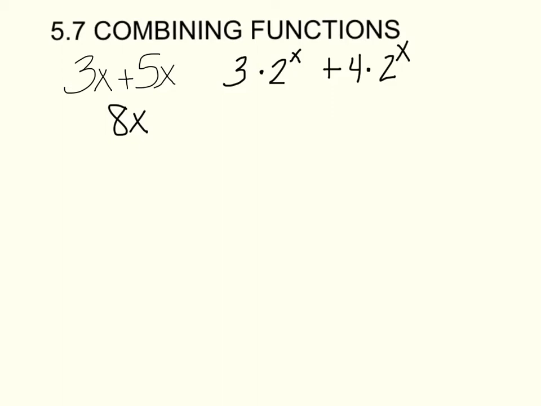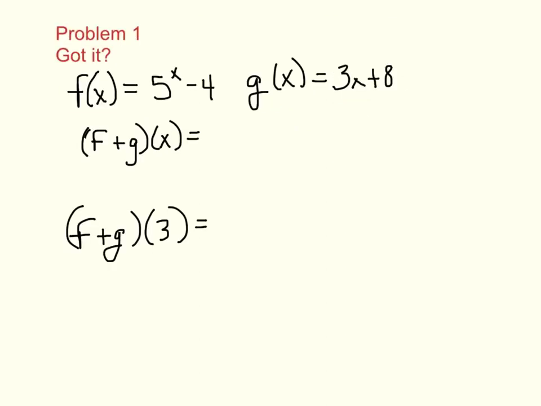You are going to treat this the same as what you did with the 3x plus 5x. This is kind of like your variable. This is kind of like your coefficient. So 3 times 2 to the x plus 4 times 2 to the x is going to be 7 times 2 to the x. Just like over here when we took 3x plus 5x, you have 8x. Here you have 3 times 2 to the x, 4 times 2 to the x, that gives you 7 times 2 to the x.